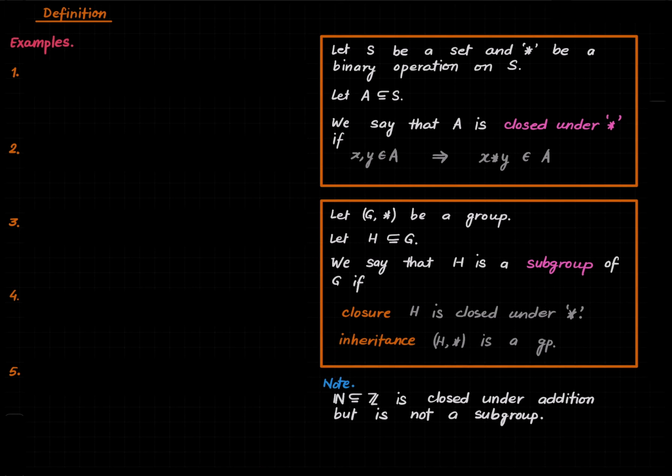So for example, Z is a group, N is a subset of Z, which is also closed under the addition, which is closed under the binary operation of Z. But N is not a subgroup, meaning it is not a group if you restrict the plus. You know, this is a set with a binary operation, but this is not a group, right? You can easily prove that this is not a group. So this is required. You cannot just throw away this.